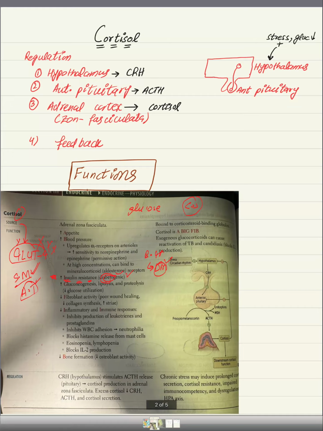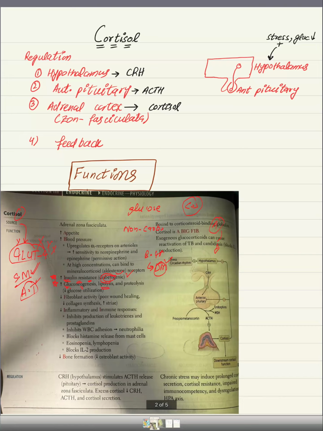Then we have the next important function. Whenever you have cortisol, it is going to increase gluconeogenesis. What is the definition of gluconeogenesis? Basically, gluconeogenesis is a process in which you produce glucose from non-carbohydrate sources. And what are those sources? Like you have amino acids. From amino acids, you can make glucose. This is an example of gluconeogenesis. So please remember this point. Gluconeogenesis is a process in which you make glucose from non-carbohydrate sources. An example is amino acids, proteins.